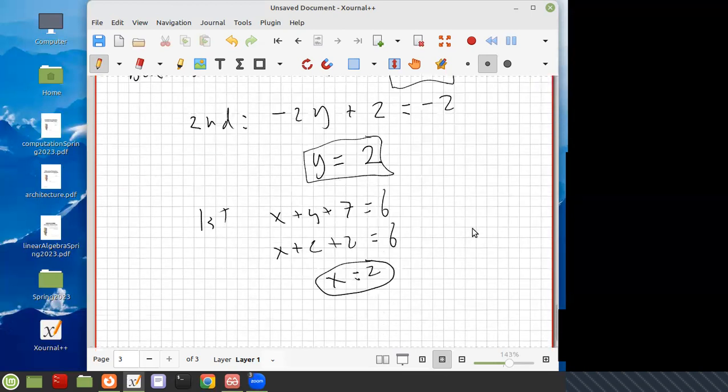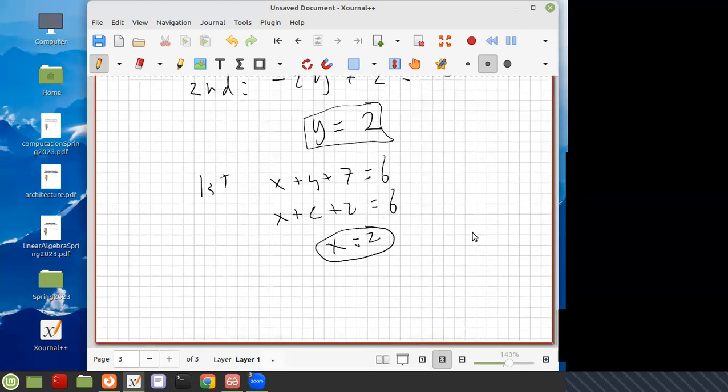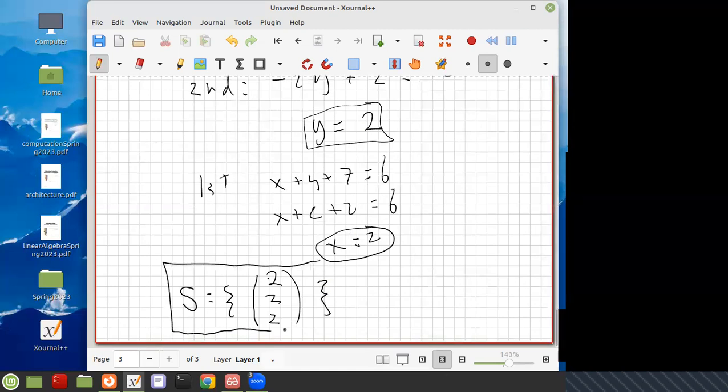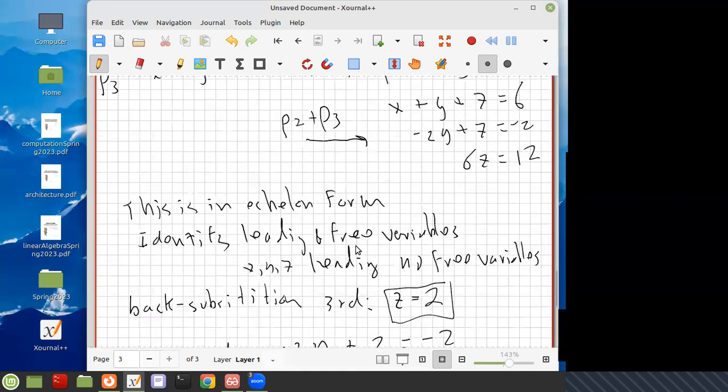Okay, so then what we're going to do is package this up by stating the solution set. The set of all solutions is, and we're going to package these three numbers as a vector. So it's going to be 2, 2, 2, just like that. So that's the answer.